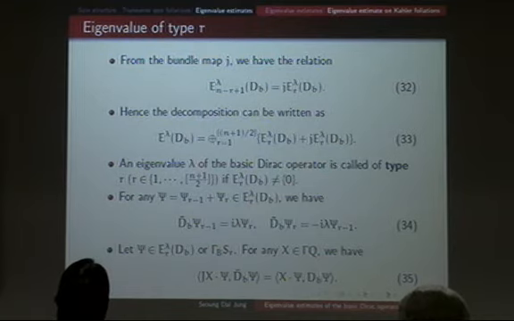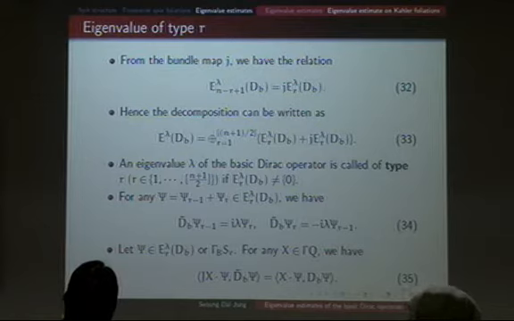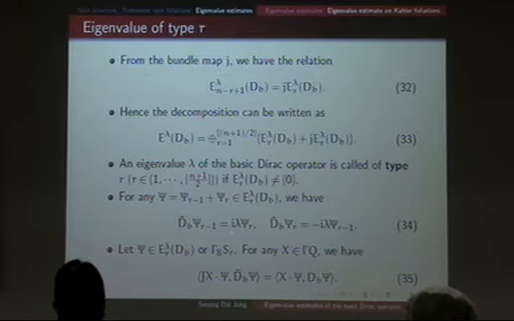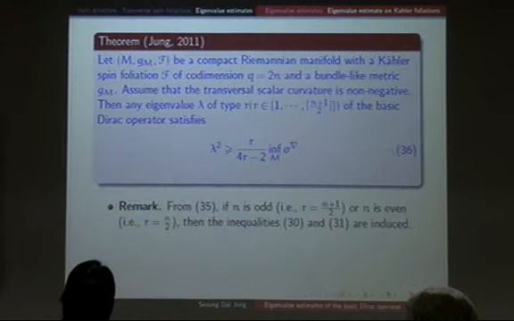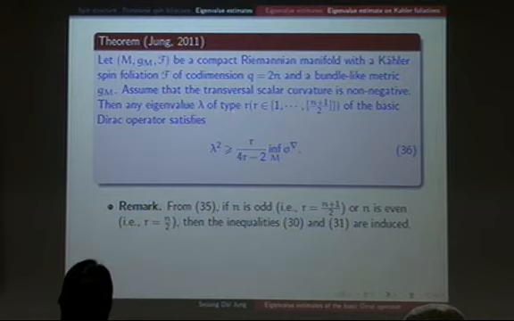And recently I proved the following. We defined type r because the eigenspace is decomposed like this. So the eigenvalue lambda of this type is called type r. And then we have this equation, and this equation we can calculate. So, if F is a Kähler foliation and the transversal scalar curvature is non-negative, then the eigenvalue lambda of type r of the basic Dirac operator satisfies this inequality here.